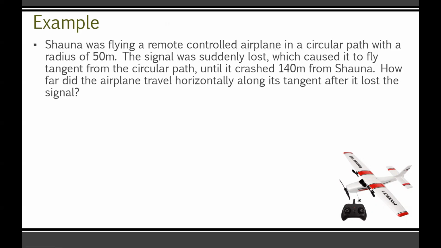All right, I'm going to use the cube strategy once again. Let's circle any of our numbers here. I see 150 meters. I can circle that number. 140 meters is another number I can circle. That's about it. Next step of the cube strategy is underline. So how far did the airplane travel horizontally? So that kind of tells us we're looking for that tangent line.